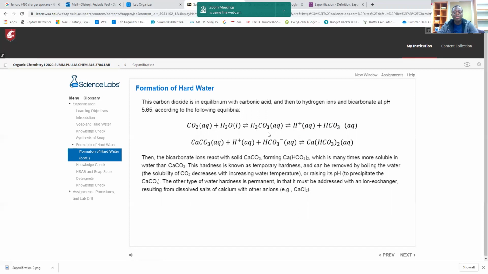Okay, so to get rid of temporary hardness, all you have to do is boil, or you can just raise the pH, and that helps precipitate out the calcium carbonate, and then you can filter. Okay. However, permanent hardness is a result of entities like calcium chloride, which cannot be removed by boiling. Permanent hardness can't be removed by boiling. You have to use some form of ion exchange resin to remove all the ions, and that way you get rid of the hardness.